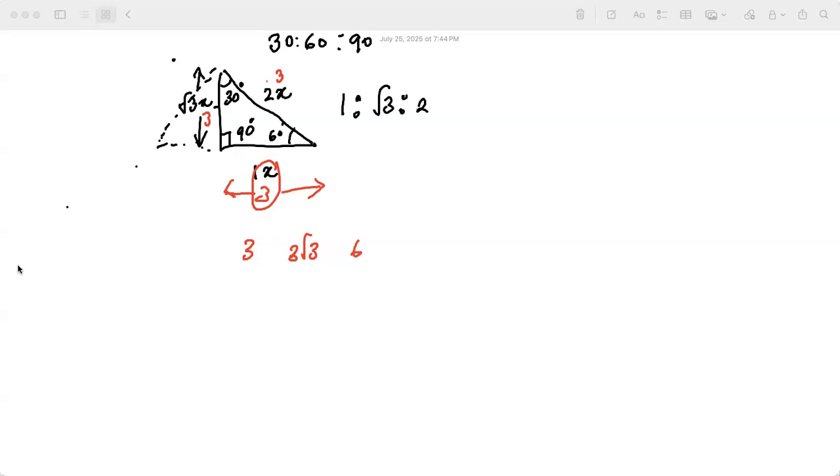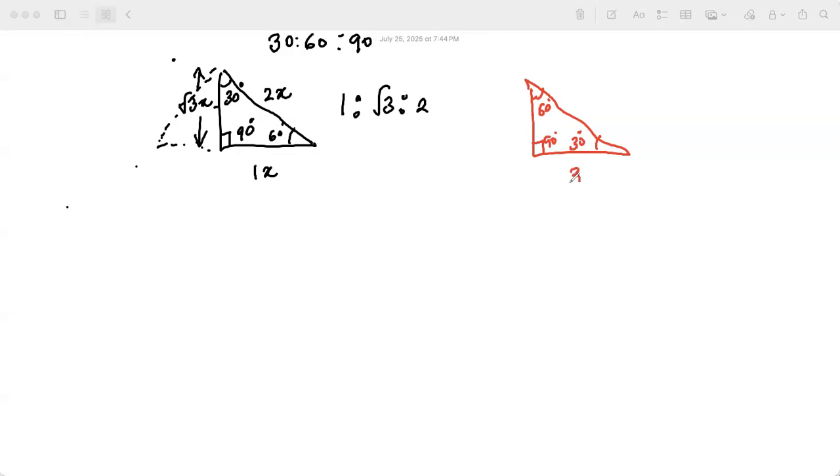Okay. I said we will solve a simple problem, right? So now let's go ahead and try this one. I'm going to give you a 30, 60, 90 triangle. This is 60. I don't want to confuse you with the side change. Okay, let's do this. This is 60, this is 30, this is 90. Now, I'm saying that this side is 3. Find out the other two sides.